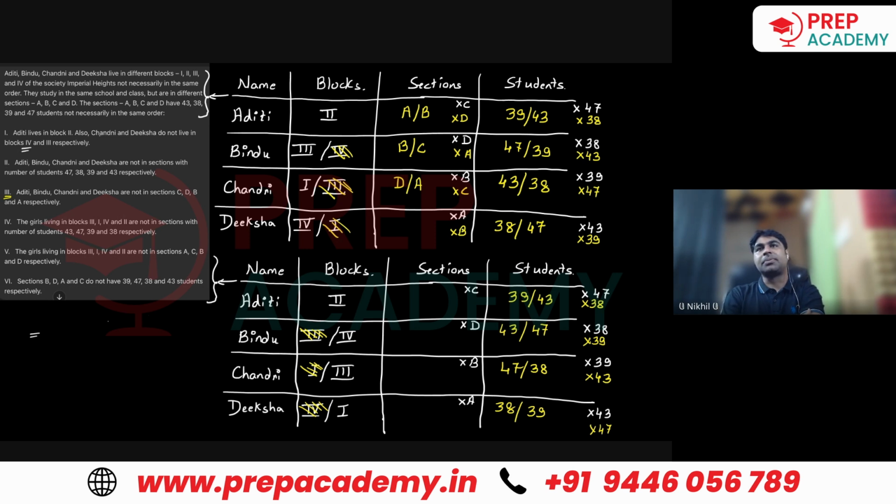Similarly, A and B are not possible here, so I'll have to do C and D. I'll put C here and D here. So again, we have got A, B, C, D, A, B, C, D. Both the cases are considered here.